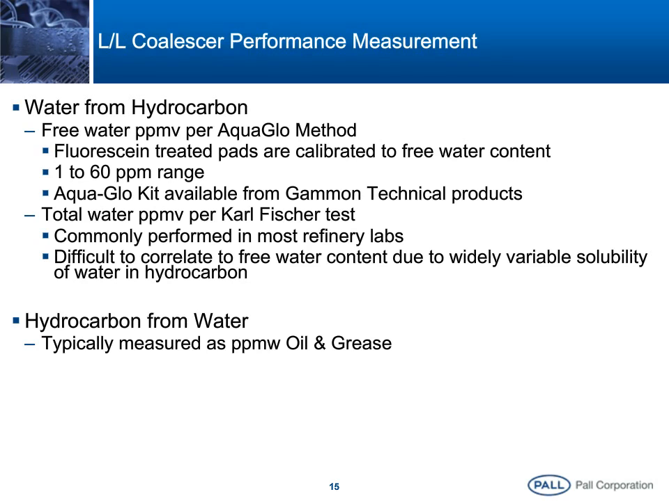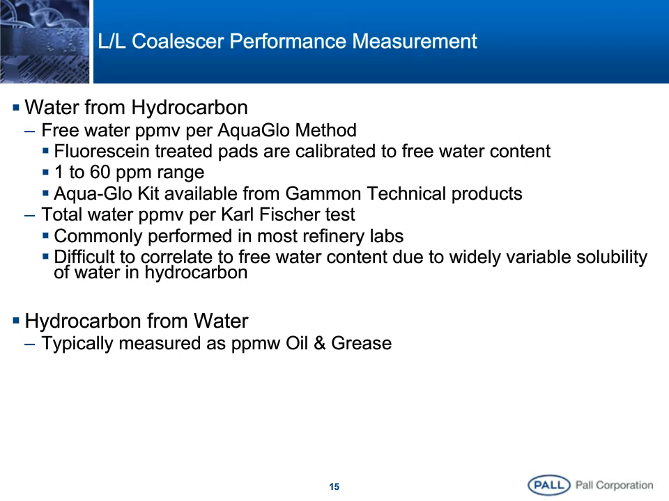If we want to examine liquid-liquid coalescer performance measurement, first looking at water from hydrocarbon, one of the approaches is to measure the free water downstream in parts per million by volume per the Aquaglow method. This uses a fluorescein-treated pad that is calibrated to the free water content measure, giving us a value between 1 and 60 ppm of free water in the downstream flow. The Aquaglow kit is available from Gammon Technical Products, and we find it a very good piece of equipment to measure directly the free water content.